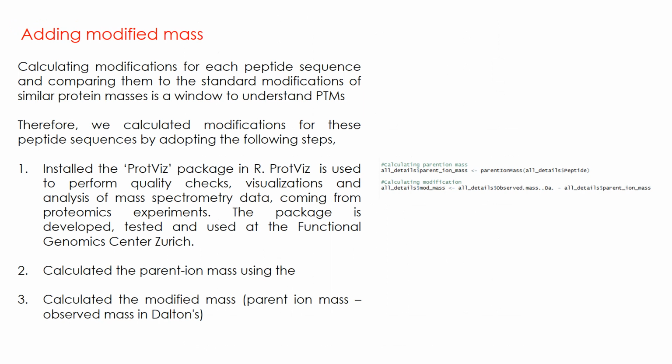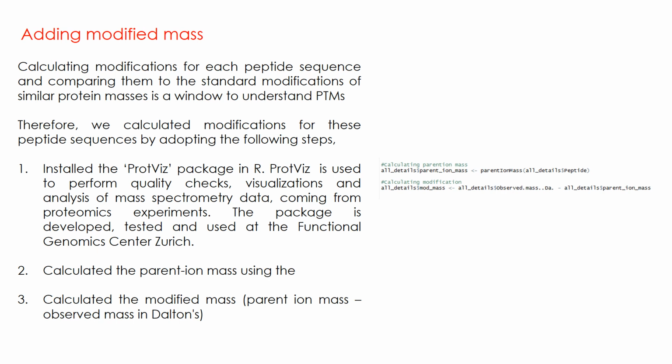Moving on. Like I was mentioning, we have added two variables to the all details data set: one is modified mass and one is parent ion mass. The reason we felt having the modified mass could help us unravel more insights was that when you start comparing these modified masses with standard modifications, they give you a window to understand PTMs, and therefore we calculated modifications for these peptide sequences.